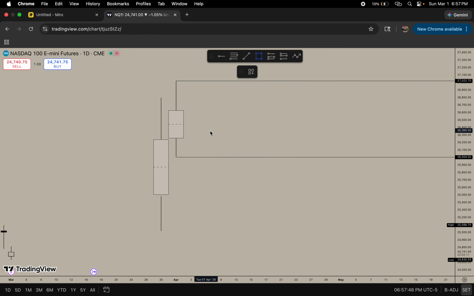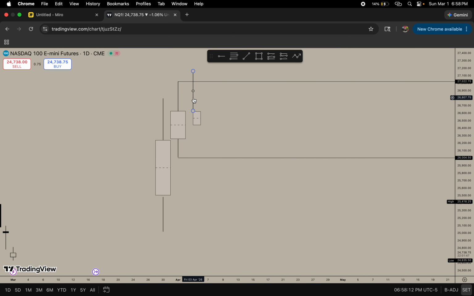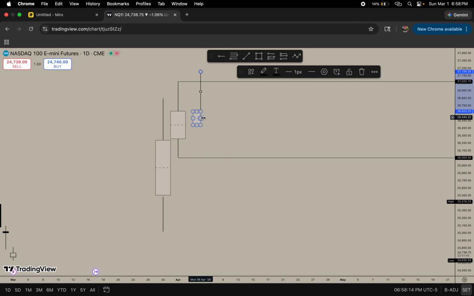So now when Wednesday opens up, if we get, let's say, price opens up here, we have, I don't know why it keeps doing this. Don't know why it's doing this, but whatever.